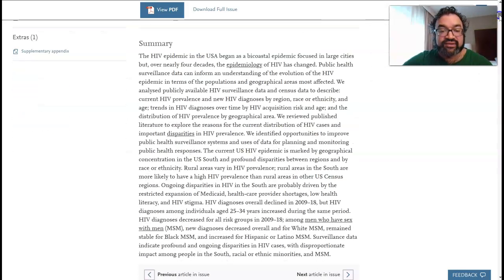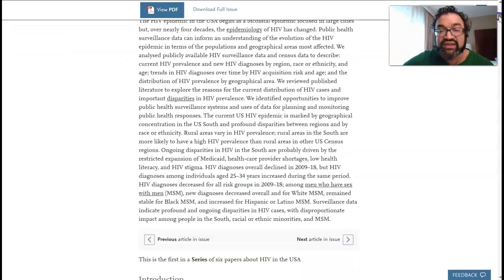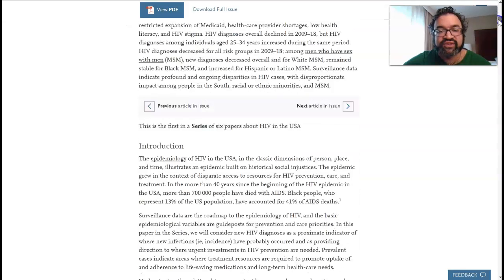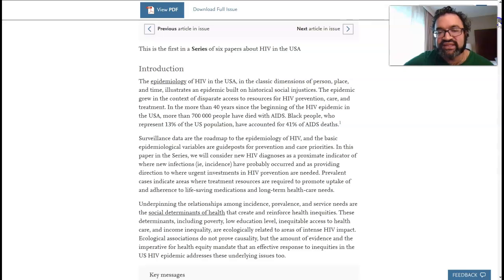So Medicaid, and the fact that unfortunately within some of the southern states, actually 12 states, did not go for Medicaid expansion. This restricted and exacerbated pre-existing disparities. And so a lot of rural areas vary in HIV prevalence. In the South, rural areas are likely to have higher prevalence. And so this is where you identify some of these key epidemiological measures.